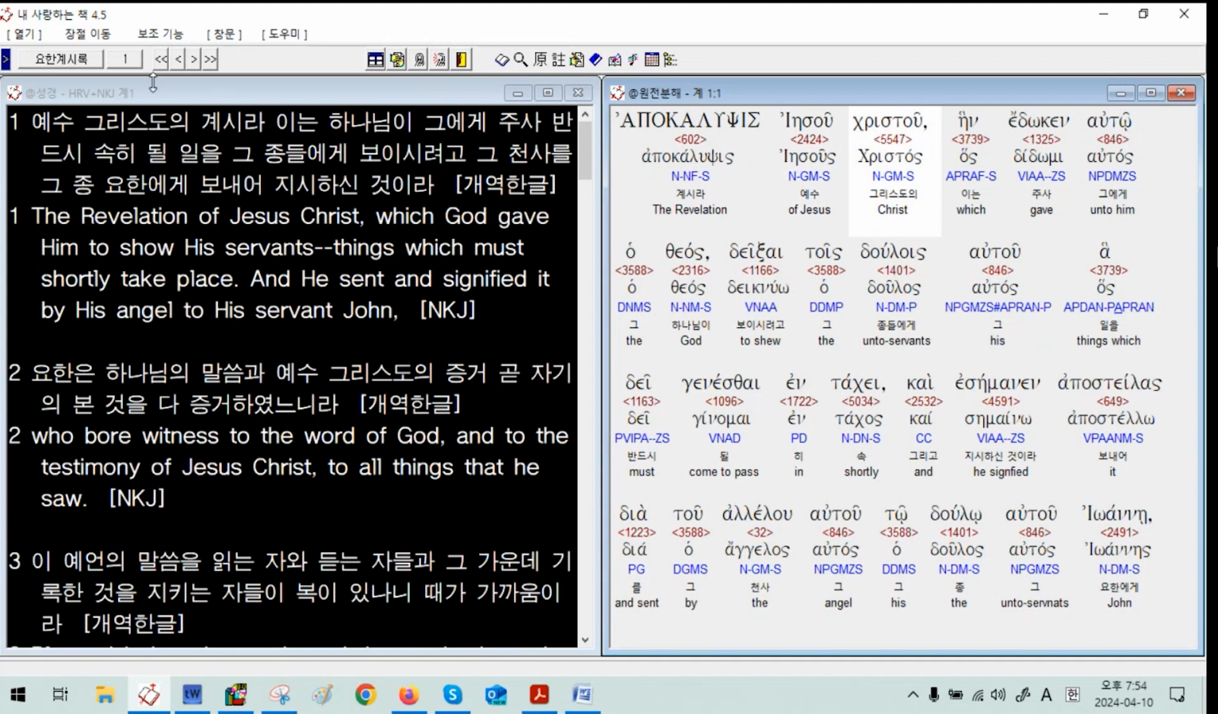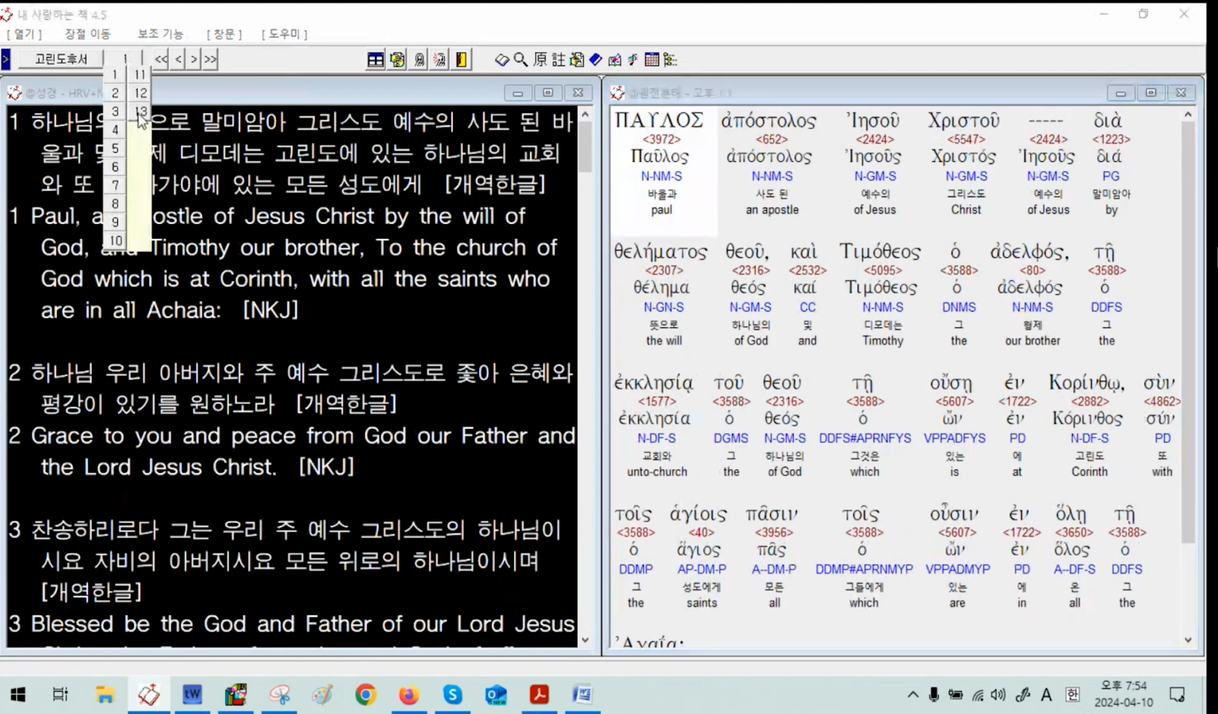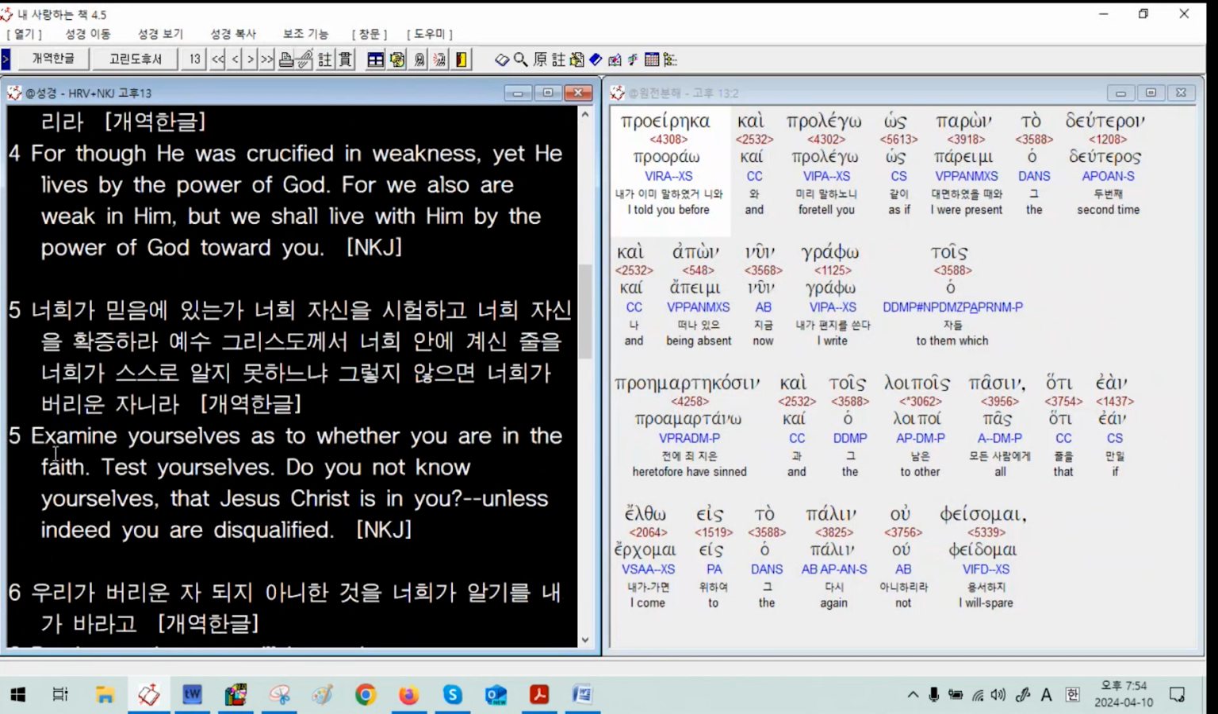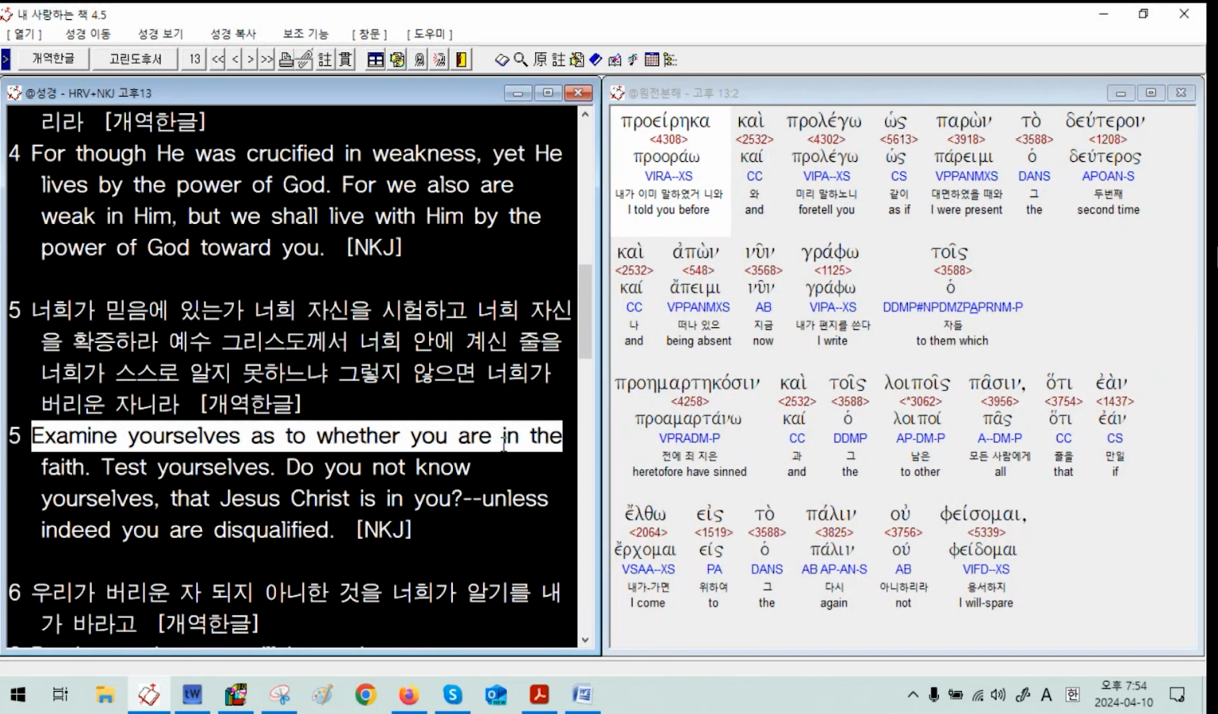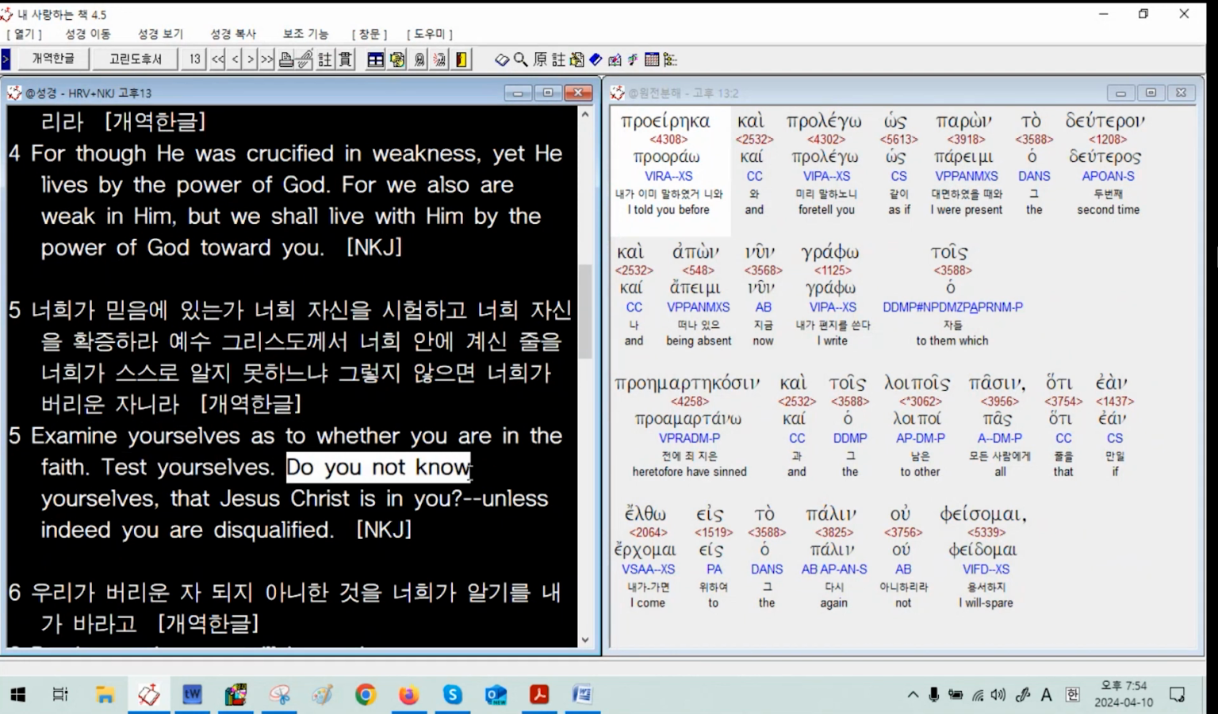About Christos Jesus also, when we go to 2 Corinthians chapter 13:5, examine yourself as to whether you are in faith. Test yourself. Do you not know yourself that Jesus Christ is in where? Jesus Christ is in the heaven? Because he was here 2024 years ago. Where is the heaven? Where is the earth? Inside me, heaven and earth is inside me, right? Where is Jesus Christ? Jesus Christ is in you.